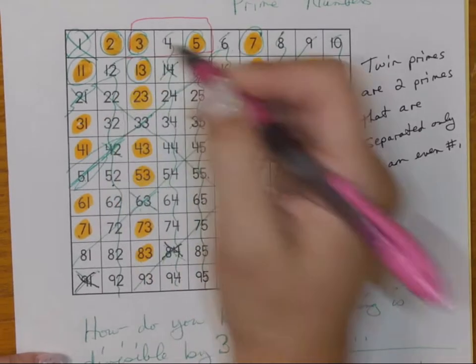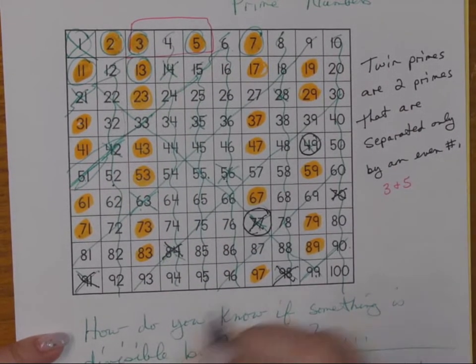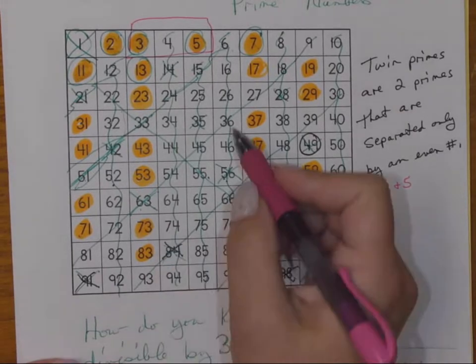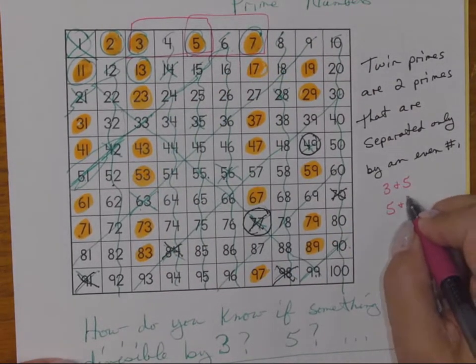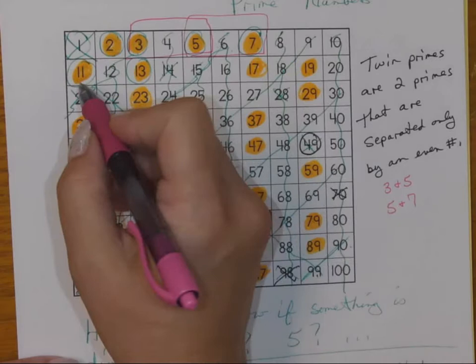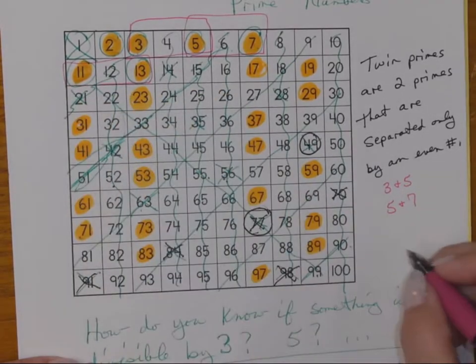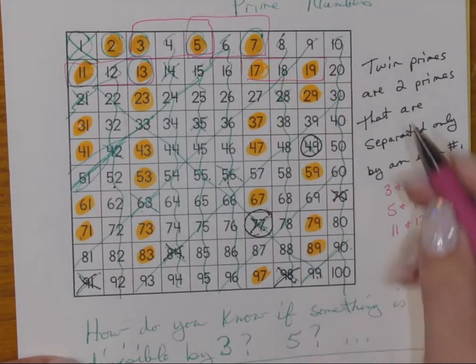I'm going to mark them. 3 and 5 are separated only by an even number. 5 and 7 are separated only by an even number. And then I go along a little bit, and then here's 11 and 13, and 17 and 19.